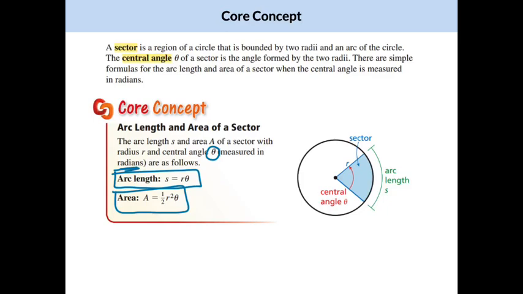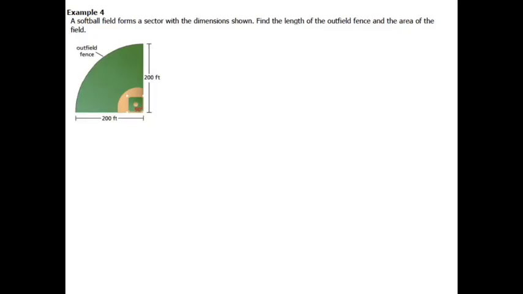Okay, last example. We've got this softball field. It forms a sector with the dimensions that's shown here. We want to find the length of the outfield fence and also the area of the field. So the length of the outfield fence, I'm going to highlight this in blue, is the whole length of this curve here. So essentially we're looking for arc length. And then the second part is to find the area of the field. Okay, so let's find arc length first.